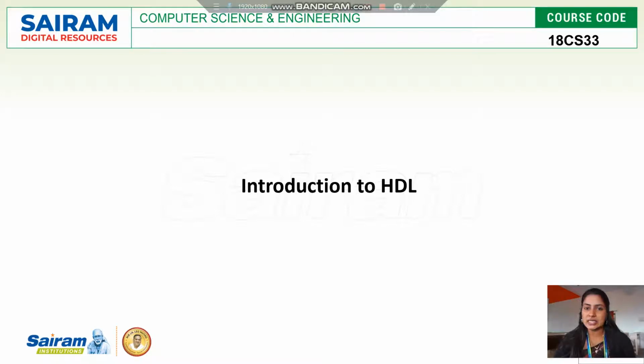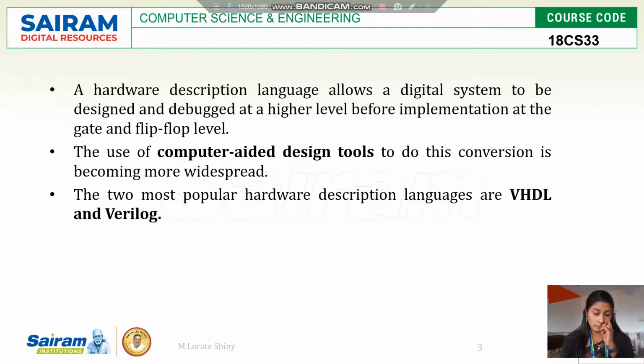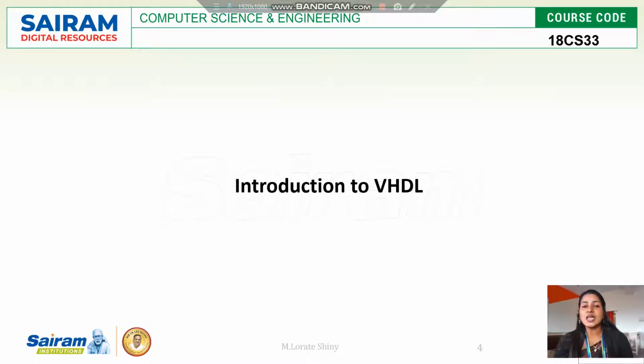There are two types of HDL, VHDL and Verilog HDL. You are going to learn VHDL only. VHDL stands for very high speed integrated circuit hardware description language. It is used in digital system. It is used to describe the digital system by using three models: behavioral modeling, data flow modeling and structural modeling. VHDL is not technology independent, also it's not target independent.